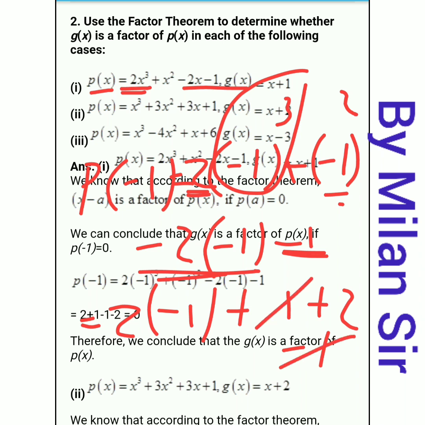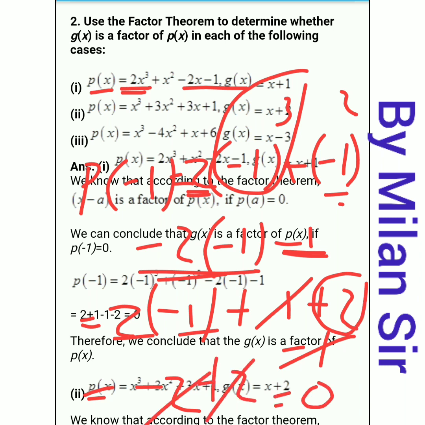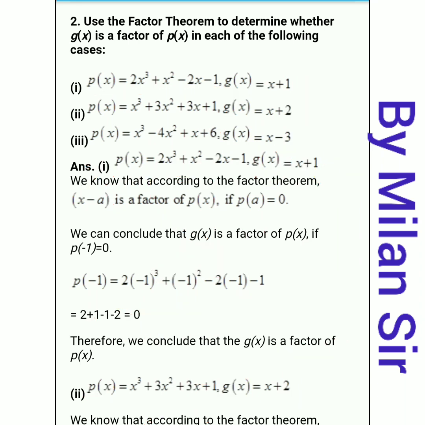This plus 1 minus 1 cancel. Here 2 ones are 2, minus minus is plus, and at last we have plus 2. So plus 2 minus 2 cancel. So finally we get the answer as 0. So our answer is 0. That means we can say that our remainder is equal to 0. Therefore, we conclude that g of x is a factor of p of x, because we are getting remainder 0.